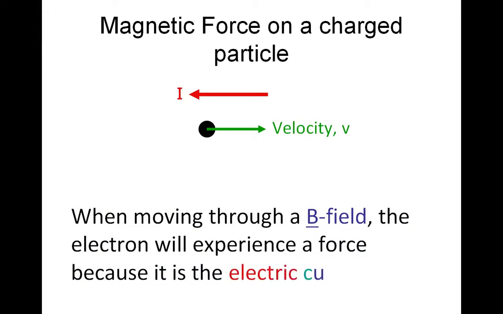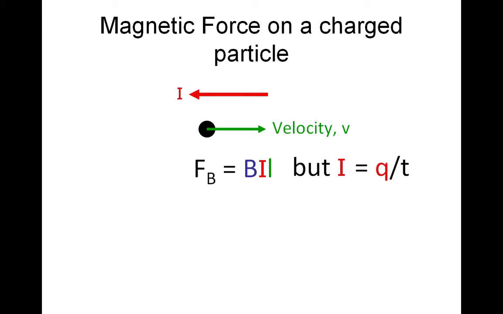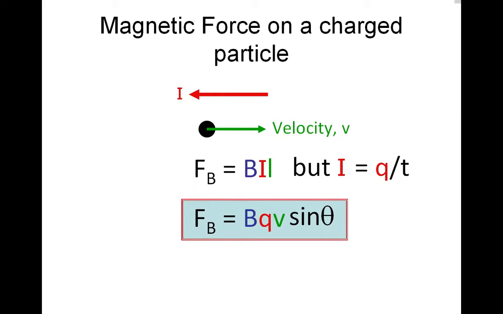As it moves through the B field, it's going to experience a force because the electron is the electric current. So we have F equals BIL, but we know that I equals charge over time, so F equals BQL over t. L over t is the velocity. So we now have, for a single charged particle, the magnetic force acting on it, F equals BQV sine theta.